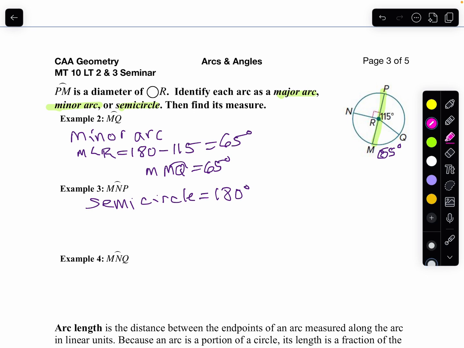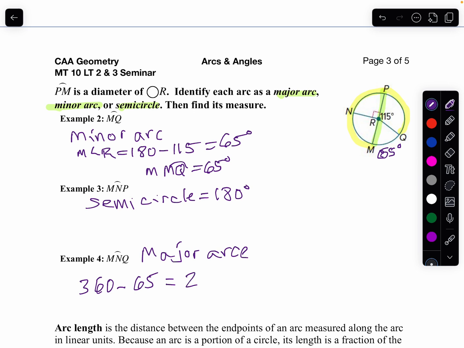Now, if I trace M to N to Q, that goes all the way around my circle. In other words, it's more than 180 degrees, so we know that's a major arc. And then to find it, well, I know there's 360 degrees in a circle. So I subtract off the 65 because it's everything except MQ, isn't it? Then 360 minus 65 is 295 degrees.